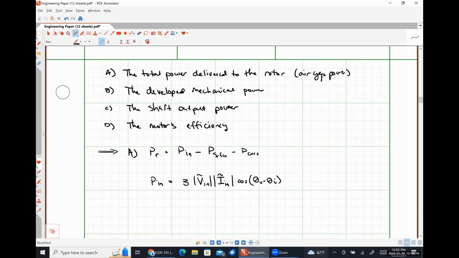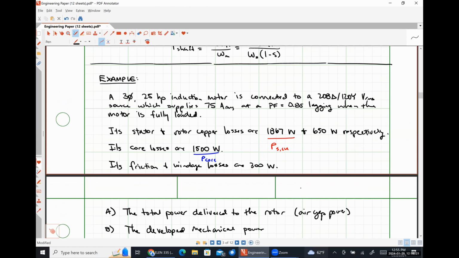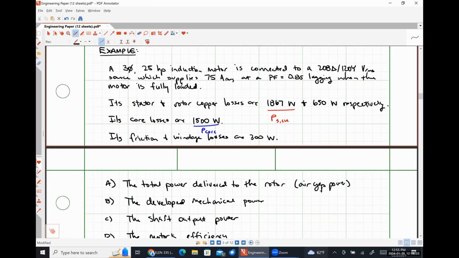So that begs a further question. We are told that our voltage source is a 208 in a delta configuration and a 120 volts in a Y configuration. Which of those voltages should we use?